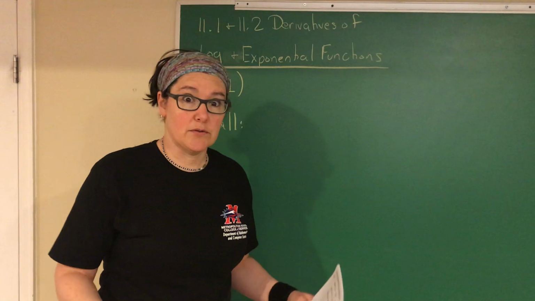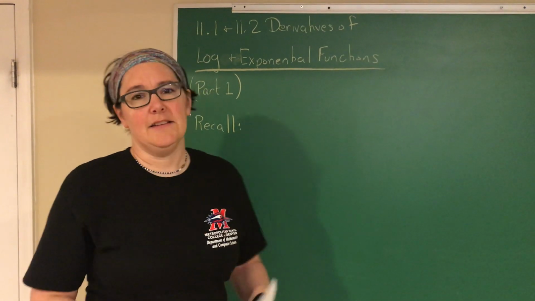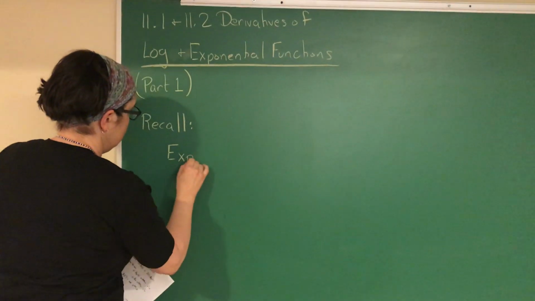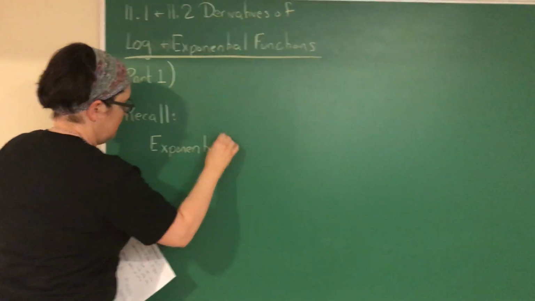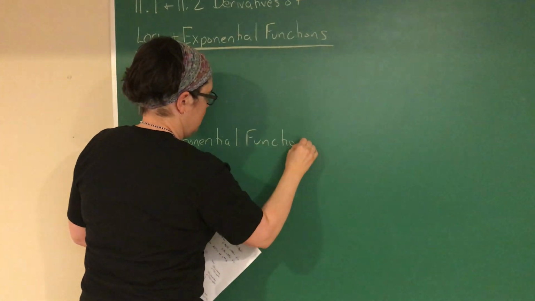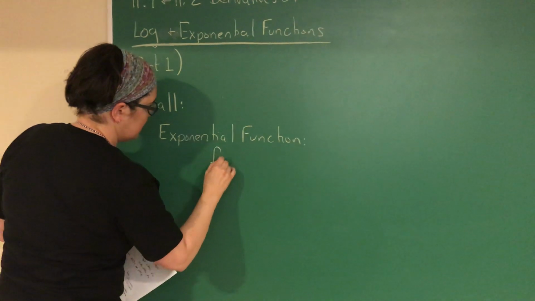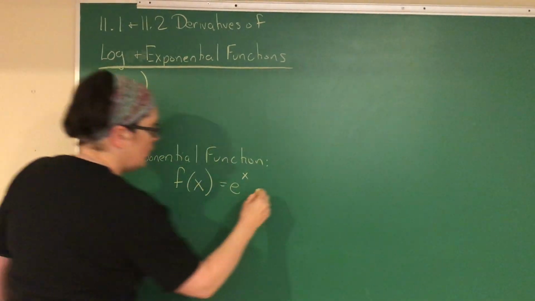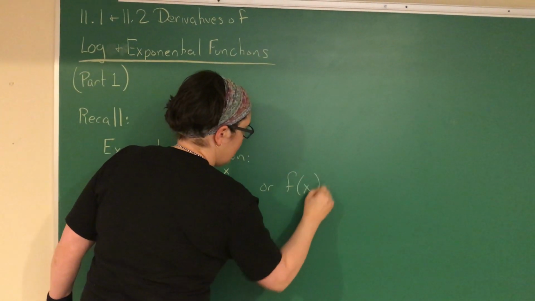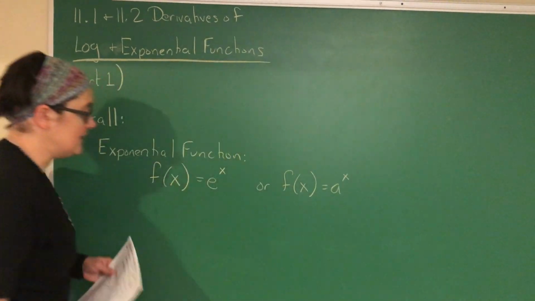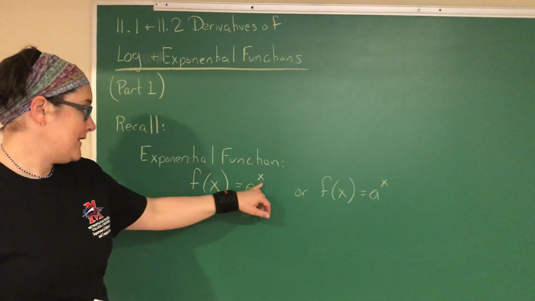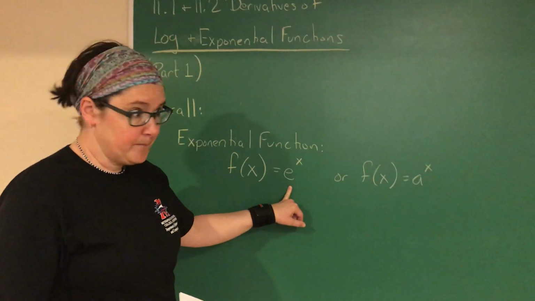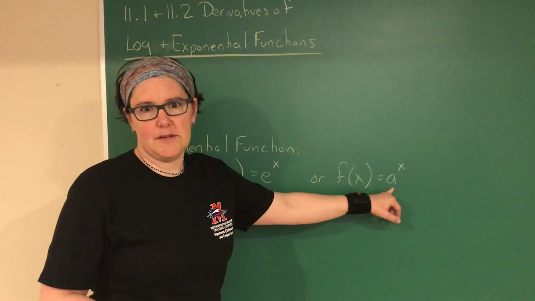So before we talk about those derivatives, I want to remind you of the highlights of exponential and log functions. So you might remember that an exponential function is a function that looks like f of x equals e to the x, or maybe f of x equals a to the x. The reason these are called exponential functions is because the x, which is your variable, is up in the exponent. The base of e is a number, and a is some other generic base.